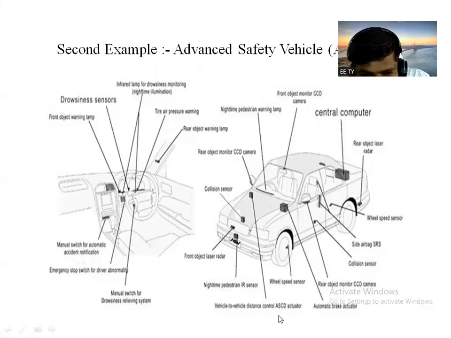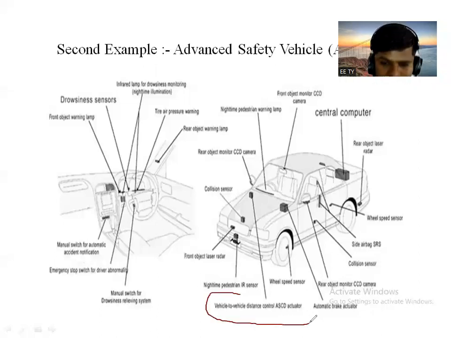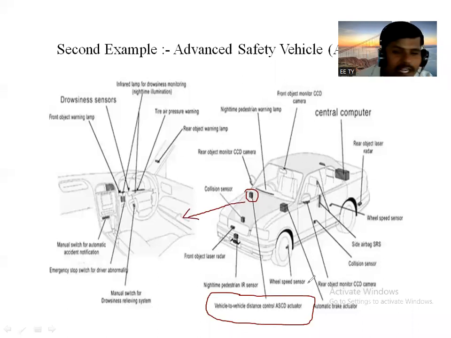Vehicle to vehicle distance control, look at the last one above, different types of sensor. Vehicle to vehicle distance control, ASCO actuator, right? So here you can see the front type of actuator. What will be detected if the vehicle to vehicle distance is less, automatically the command goes to the central computer. The central computer will also display to the peripheral device. So it will display to the peripheral device.